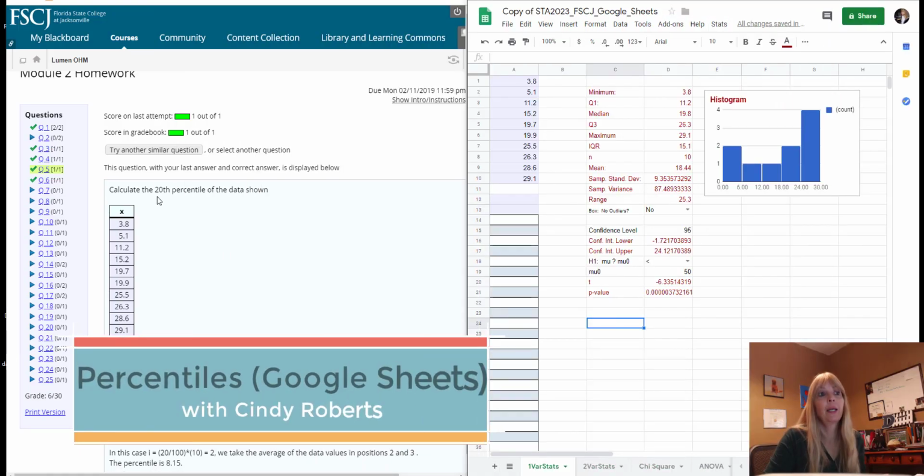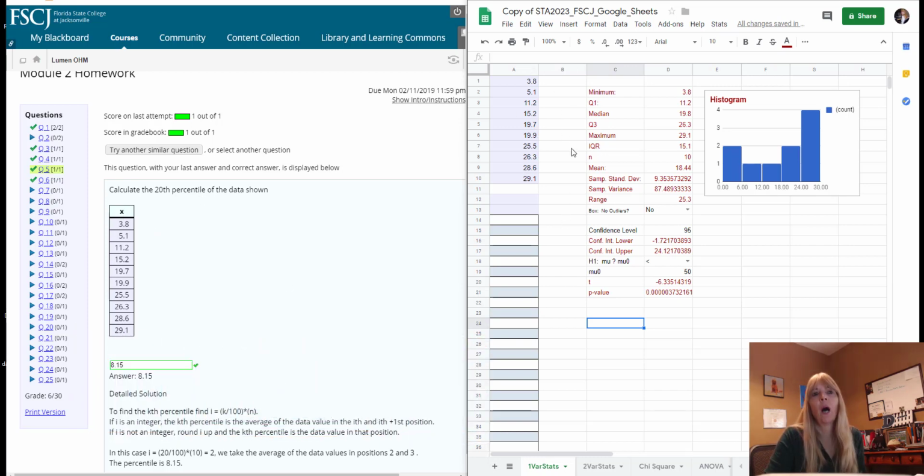Okay, let's look at finding percentiles. Like here it says calculate the 20th percentile of this data. I've already copied and pasted it over here. A percentile, if you think about it, quartile 1 is the 25th percentile. The median's the 50th percentile. Quartile 3 is the 75th. But sometimes you have different ones, like the 20th.